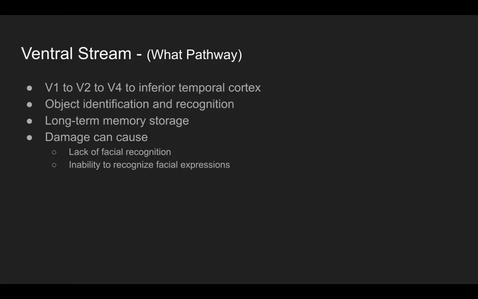Yeah, and then the ventral stream is known as the what pathway. So this goes from the primary visual cortex to V2 and V4, which leads to the inferior temporal cortex, which is just kind of like the inferior bottom part of the temporal lobe. And this area deals with object identification and recognition, hence the what name. This is long-term memory storage.